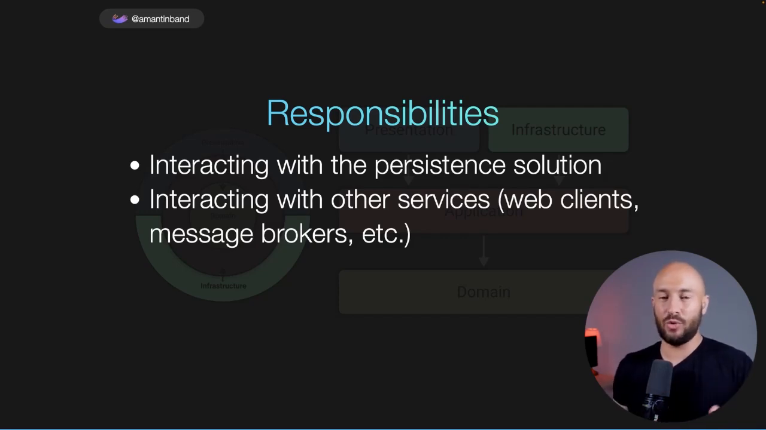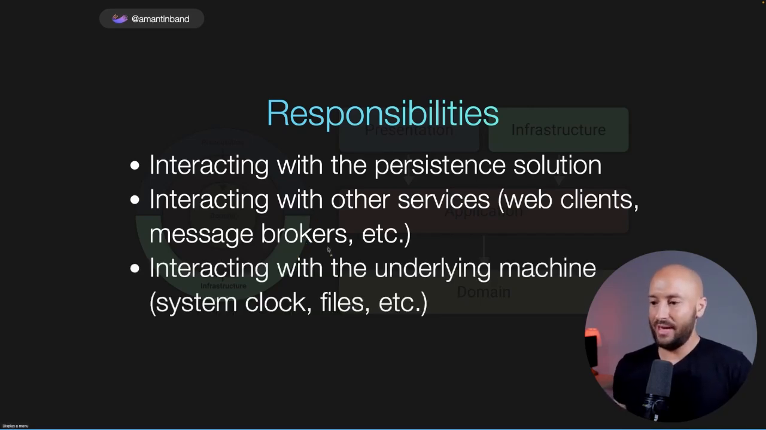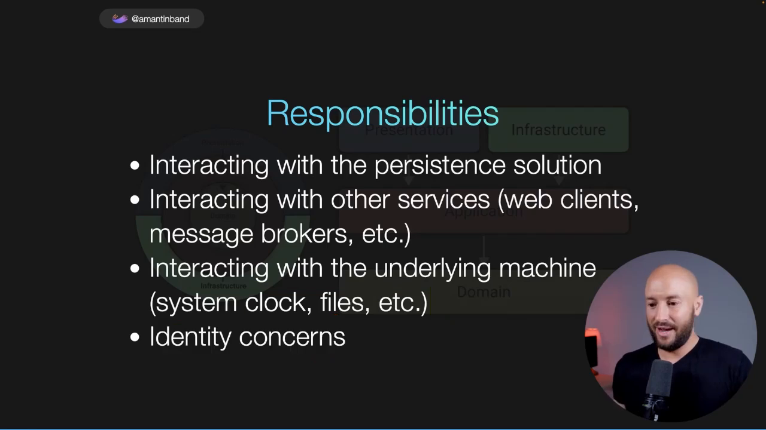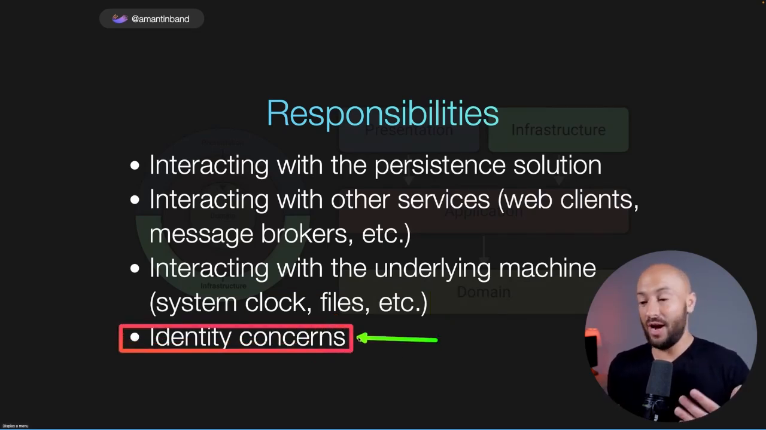And from our point of view, we're just sending a message. We don't know how it's implemented, but the infrastructure layer will have the actual implementation of how we're going to publish these messages. Then we have interaction with the underlying machine. So for example, if we need to interact with the system clock to get the current date and time of the machine, or if we need to fetch a file from the file system. Finally, identity concerns are also the responsibility of the infrastructure layer.